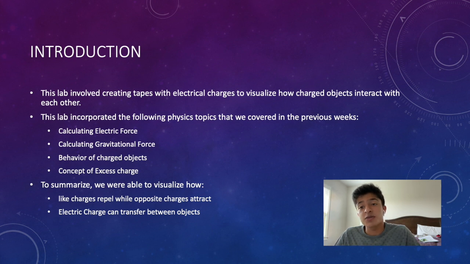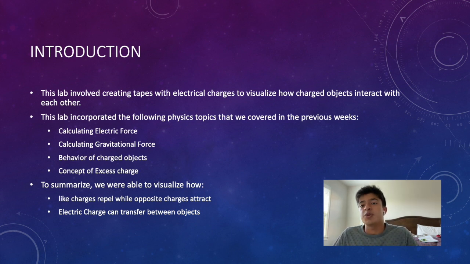The gravitational force, which we haven't learned in this class, we learned in a previous class, is calculated by multiplying the mass of an object by the gravitational acceleration on the planet. So for Earth, that is 9.8 meters per second squared. We also discussed the behavior of charged objects, and how like charges will repel and opposite charges will attract.